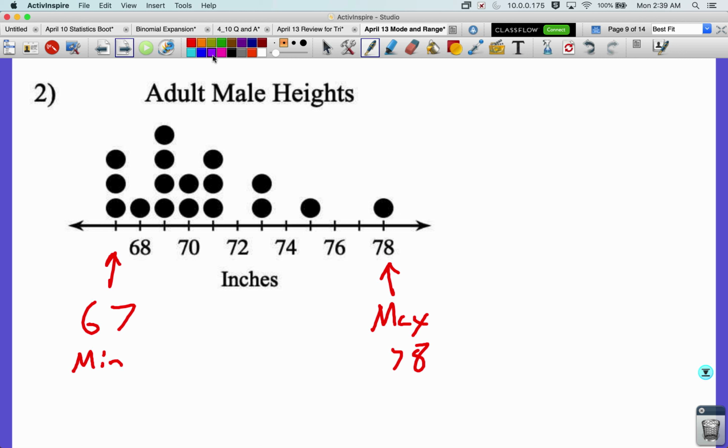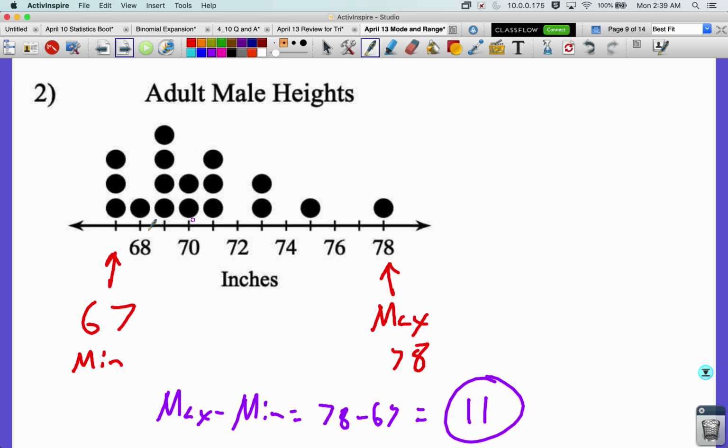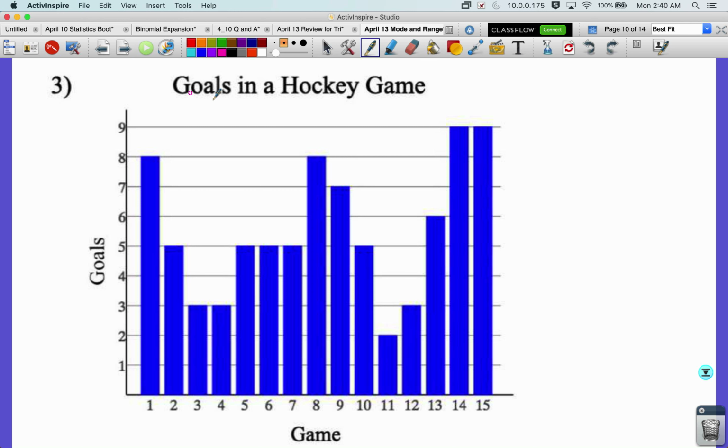We do our formula, max minus min is 78 minus 67, and that gets us 11 for our range. And we can even count to make sure that that 11 is correct. Start at your minimum and count up to your maximum. Okay, 1, 2, 3, 4, 5, 6, 7, 8, 9, 10, 11. All right, and so now if we had another data set, we could compare how spread out they are by comparing their ranges.